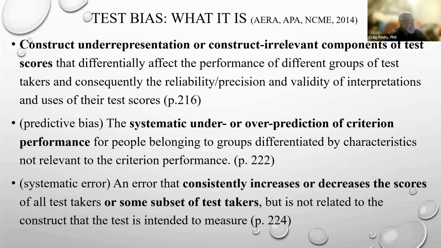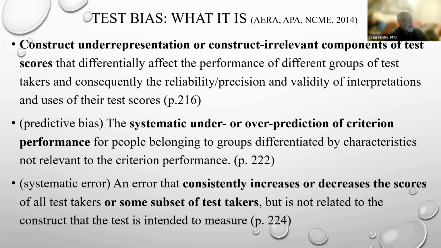And what they're basically saying is that a test has to measure what the manual says it's measuring. So when we give IQ tests, we are hoping to get information on general mental ability. But if there's something in the test that is measuring something other than general mental ability, we would then say that that test is measuring construct-irrelevant components, and therefore there's bias in the testing.